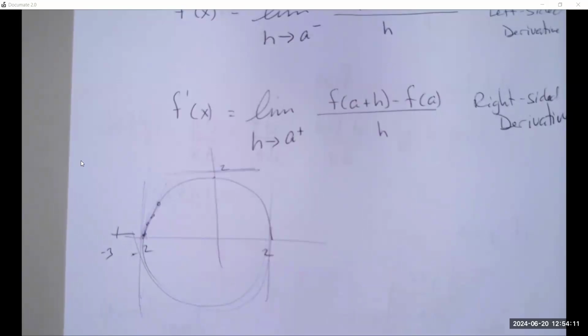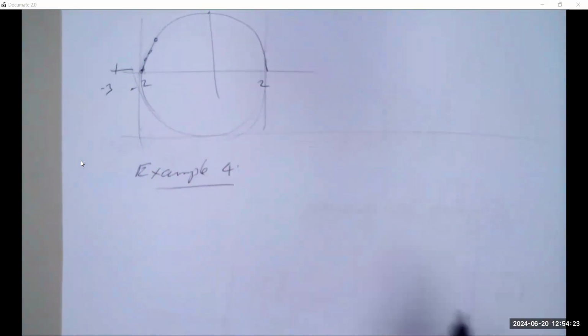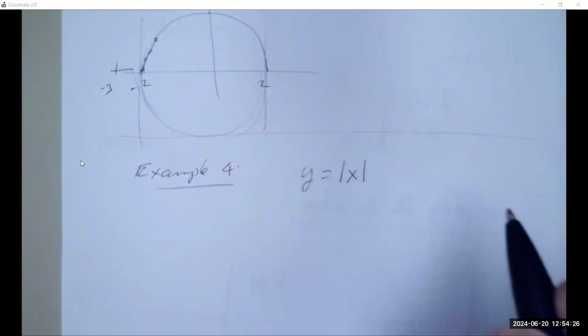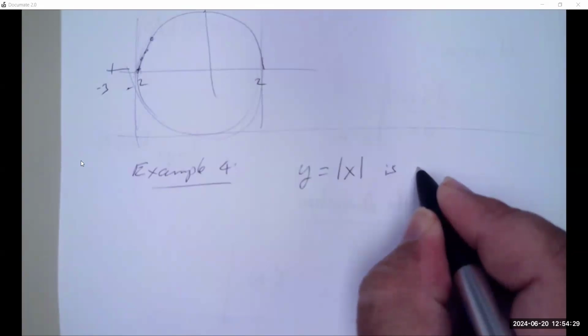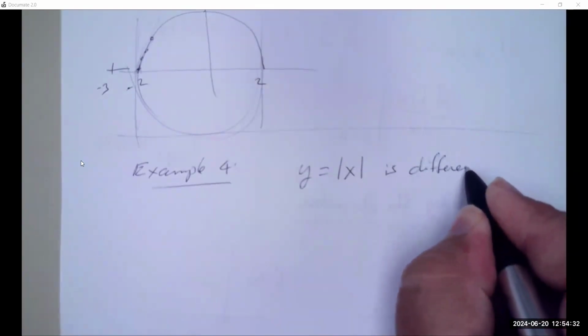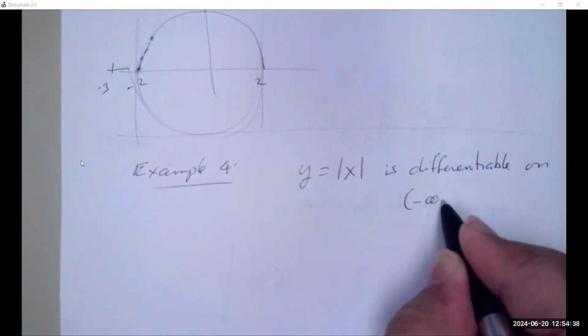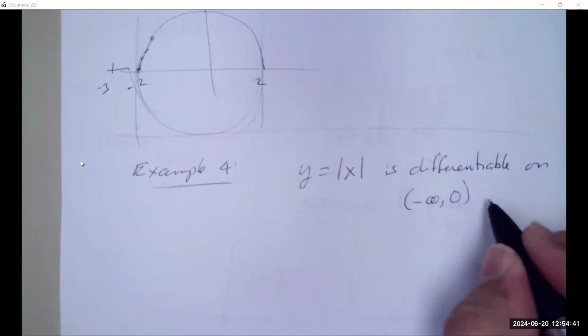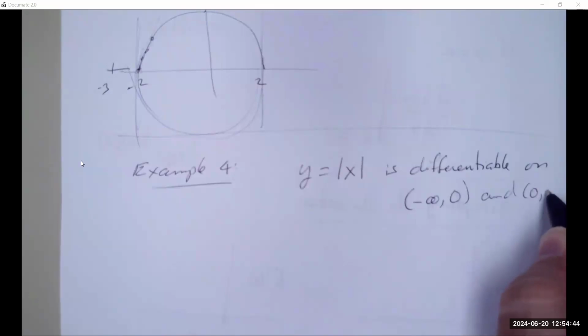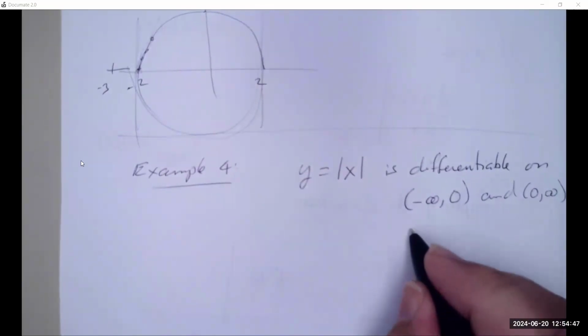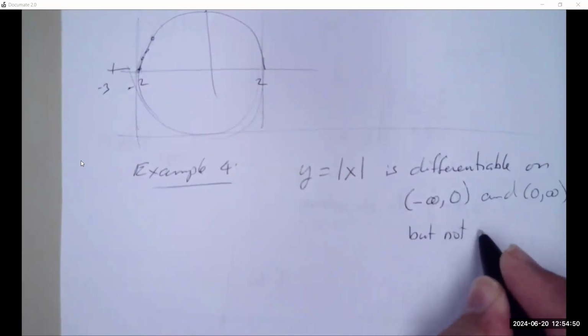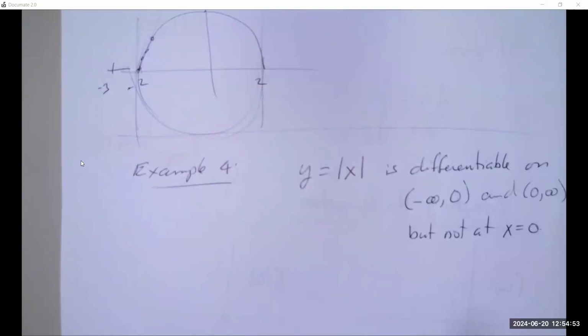Let's look at example 4. Show that the function y equals the absolute value of x is differentiable on -infinity to 0 and 0 to infinity, but not at x equals 0.